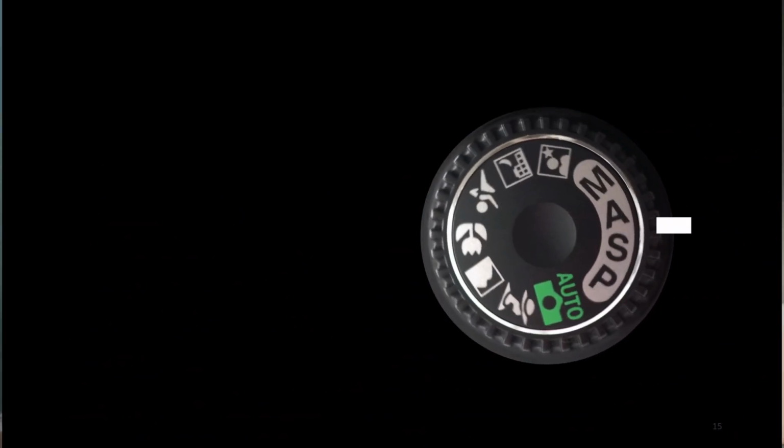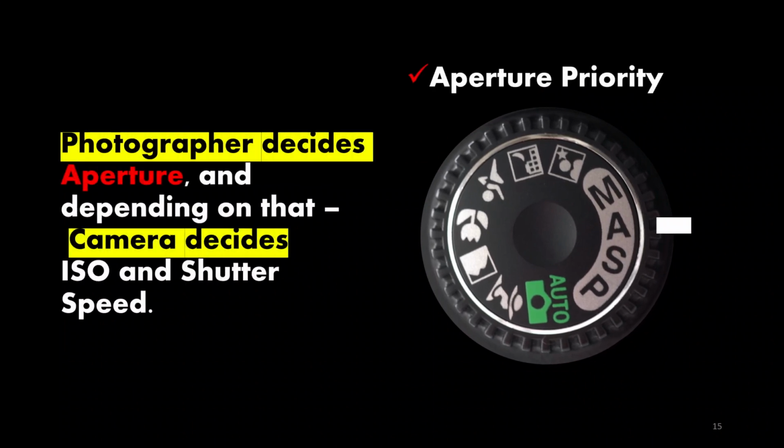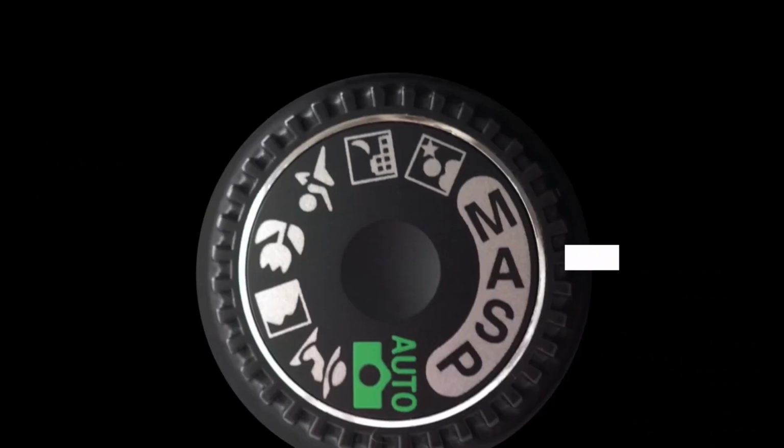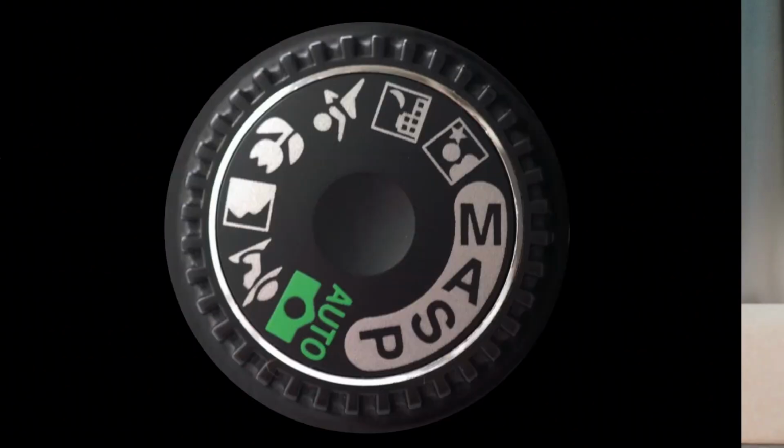Coming to the camera settings, I usually prefer to shoot in aperture priority mode for almost all my wildlife photographs. But for this specific situation, I use manual mode. Why I do that, I'll tell you later in this video. So first of all, set your camera to the manual exposure mode.